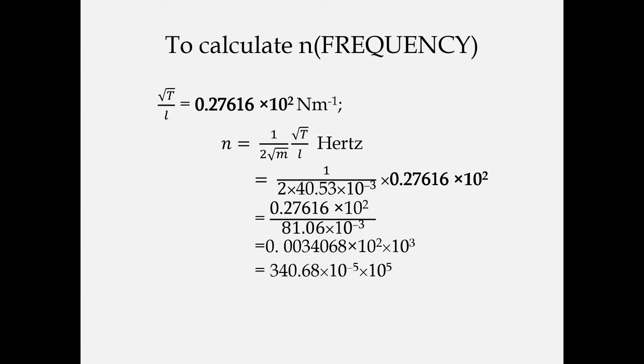So you totally got 10 power 5. When you bring the powers inside, we can write 0.003468 as 340.68 into 10 power minus 5. Another 10 power 5 will come. This 10 power minus 5 and 10 power plus 5 will get cancelled, so we get the frequency n to be 340.68 Hertz.